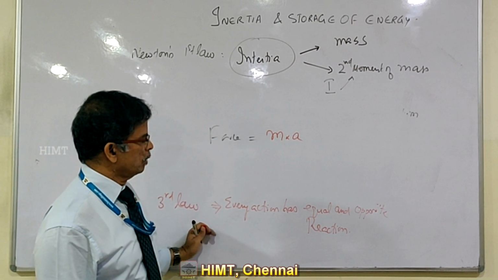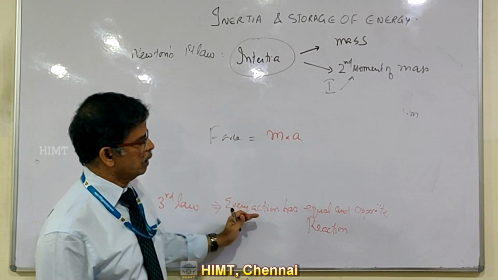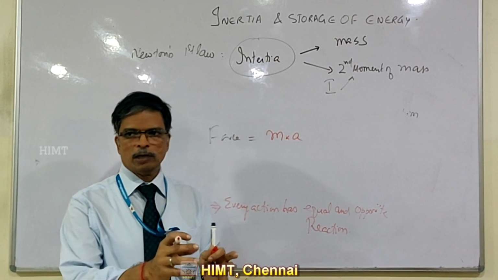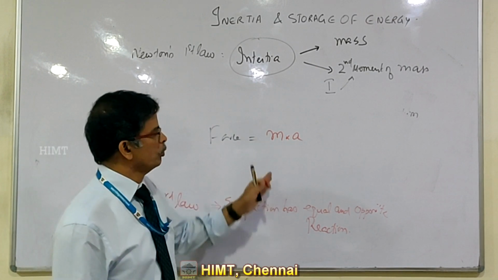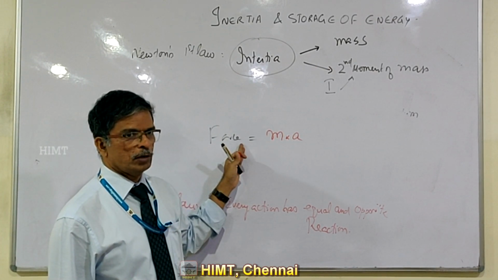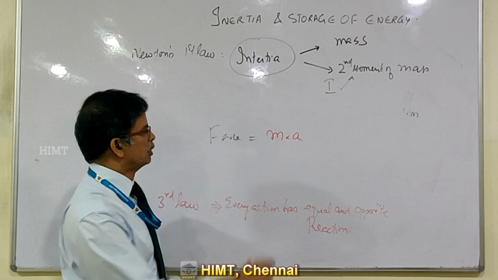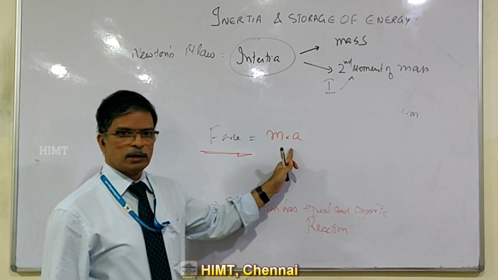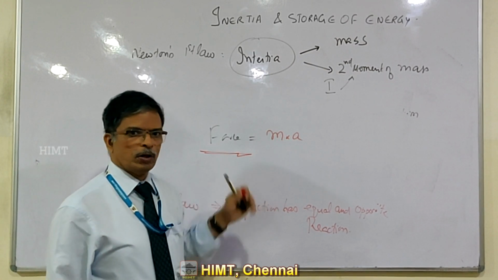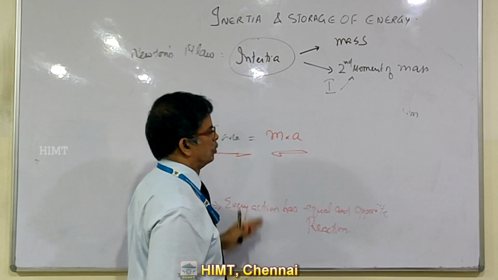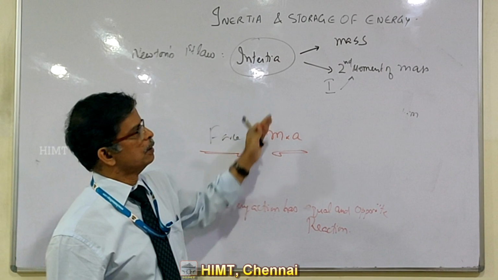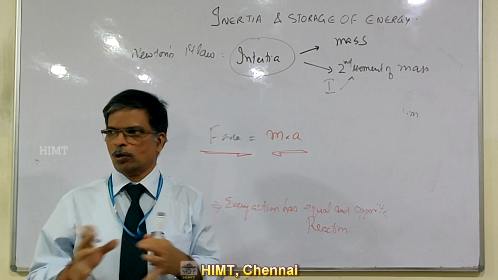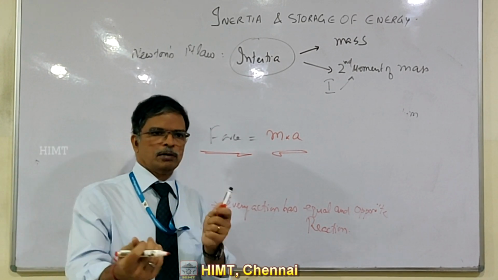What is the third law telling? The third law says that every action has an equal and opposite reaction. Every force as an action will have an equal and opposite reaction. Then what is this M into A? Reaction in what direction? Opposite. So it again means that a property of inertia is to oppose. That is the meaning. It doesn't want to change. Opposition is always opposite.